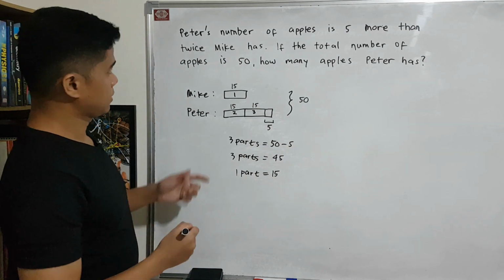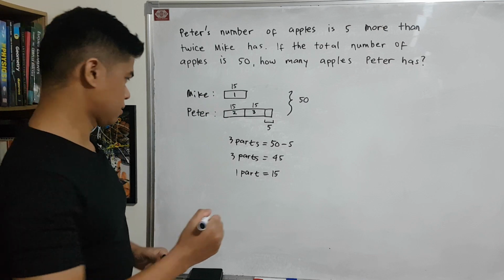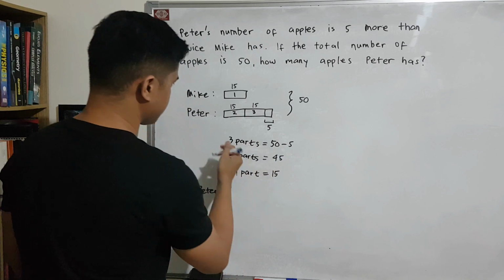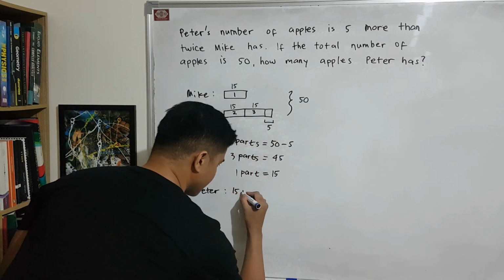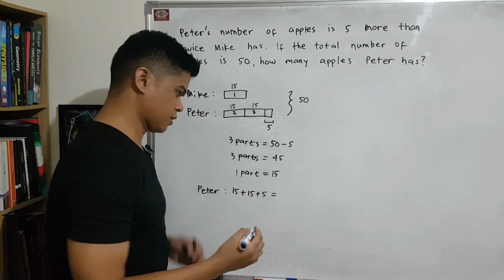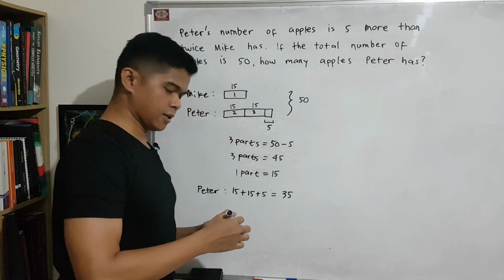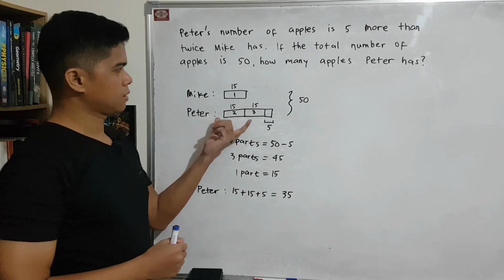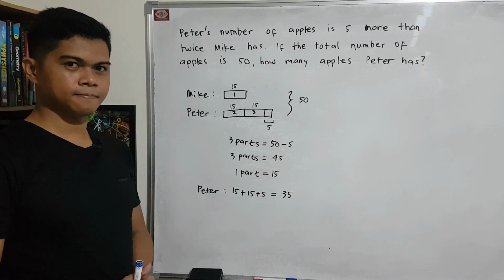Now, in the question, we are asked for Peter. So that means for Peter, we just need to add 15 plus 15 and 5, which gives us 35. And that's it for this question. Peter has 35 apples by calculating the number of apples in each part. That's it.